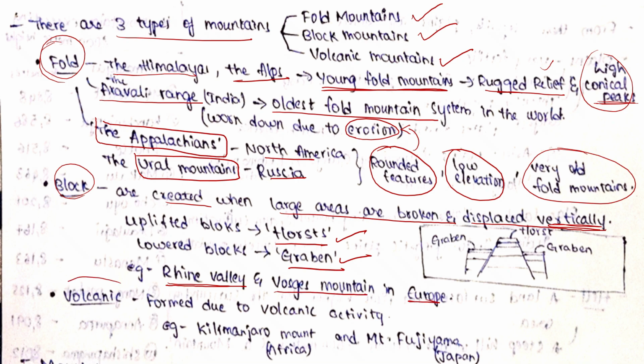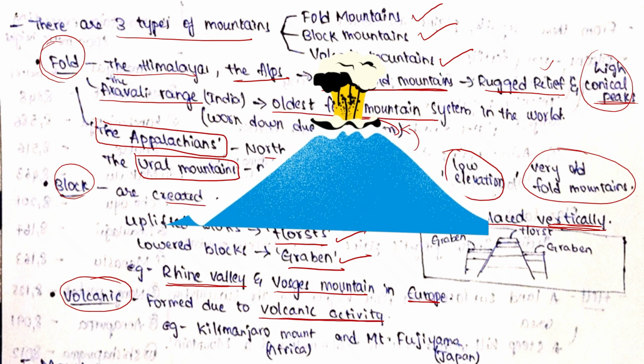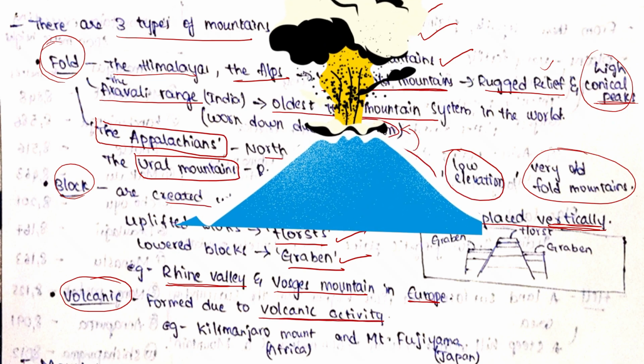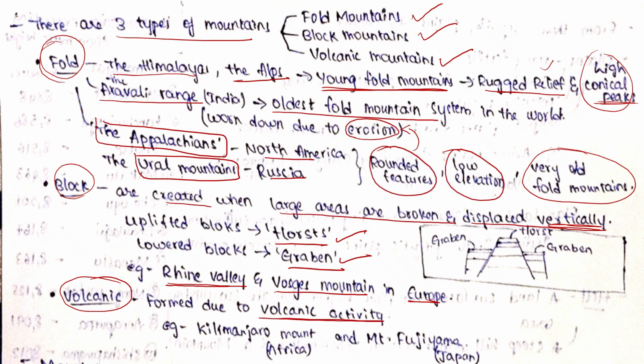Now let's see how the volcanic mountains are formed. Volcanic mountains are formed due to volcanic activity, which means when the molten rock, which is lava, comes out from inside the earth and cools down, it forms a mountain over time.